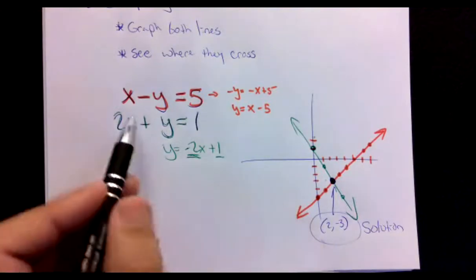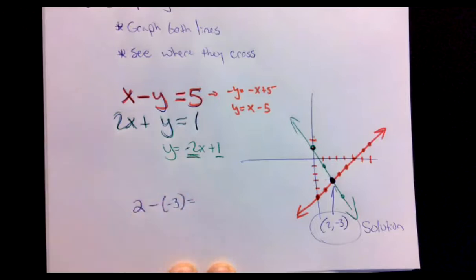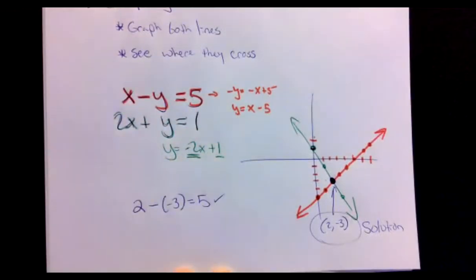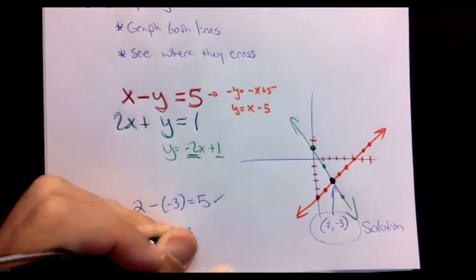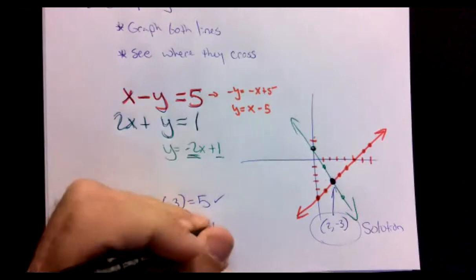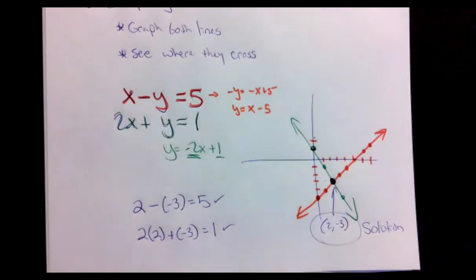And if you want to check, I can plug it into that top equation. So if my x is 2 and my y is negative 3, 2 minus negative 3 is 5, just like it's supposed to be. Same if I plug in my x and y into 2x plus y. 2 times 2 is 4. 4 minus 3 is 1, just like it is supposed to be. It checks out in that equation too. So as long as you graph them both correctly, you should get the correct solution where the two lines cross.